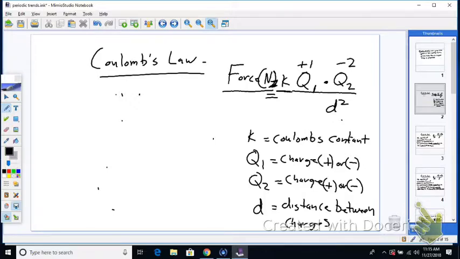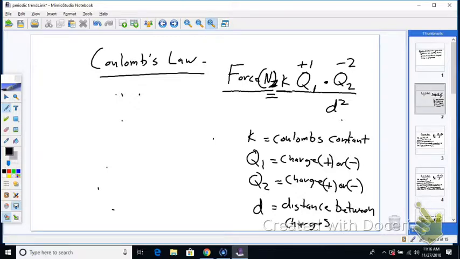Does it go up? How many think it goes up? The force increases. How many think the force goes down? Got one in each. How many? Two. How many think it doesn't change whatsoever? Okay?